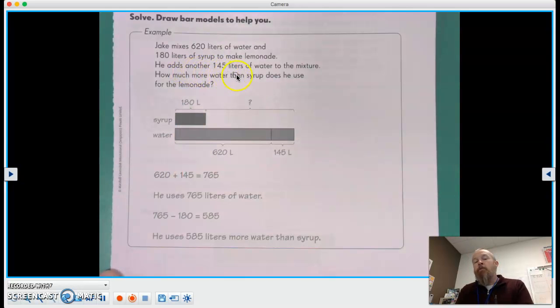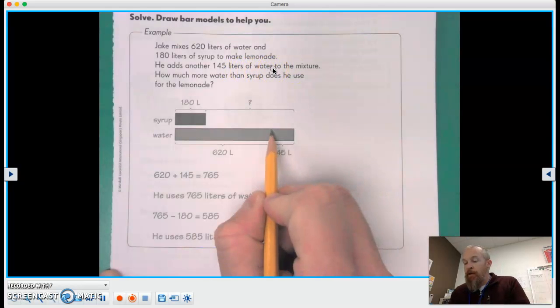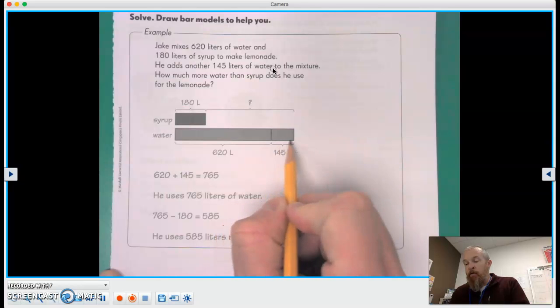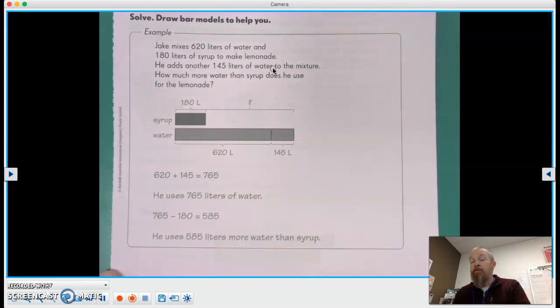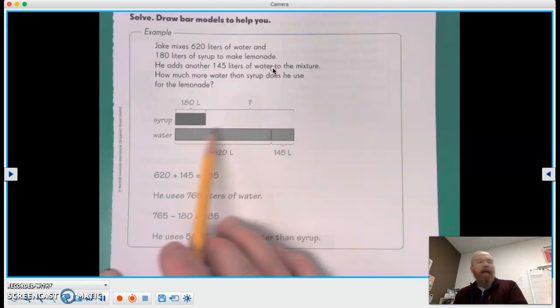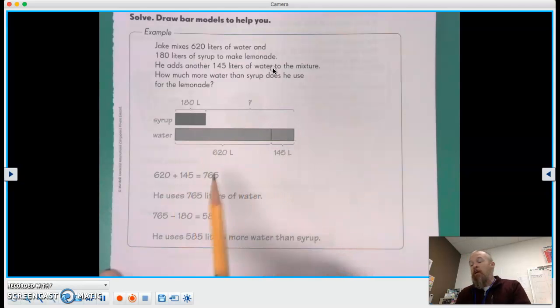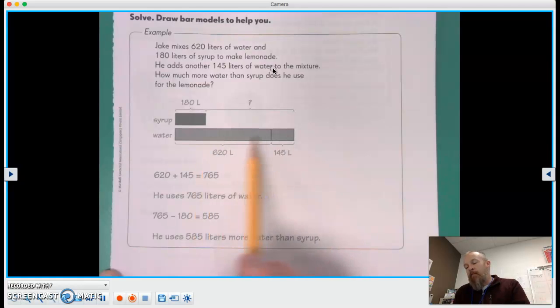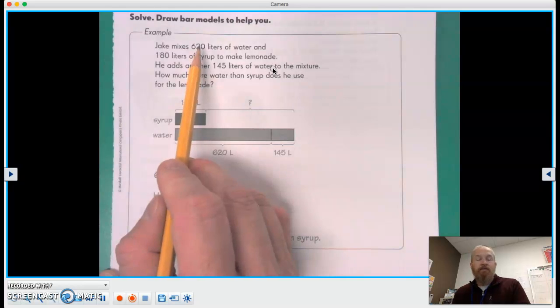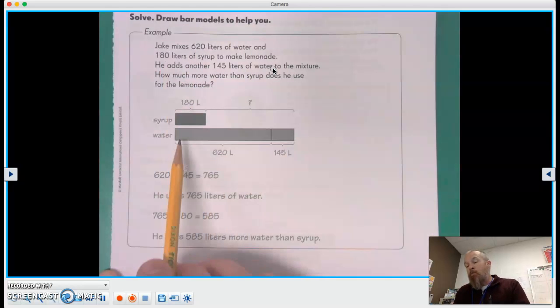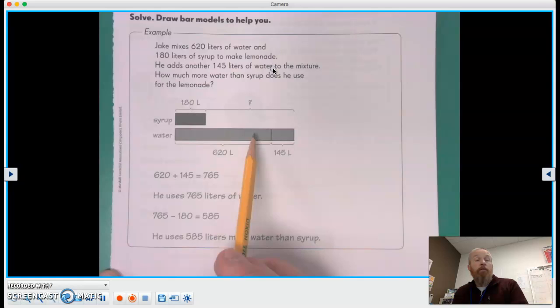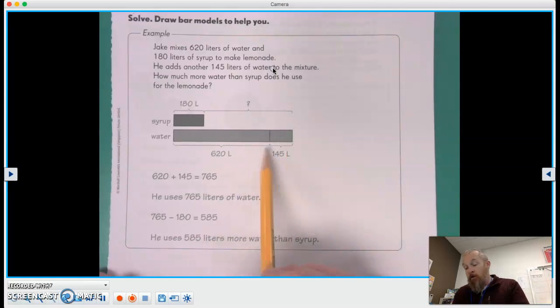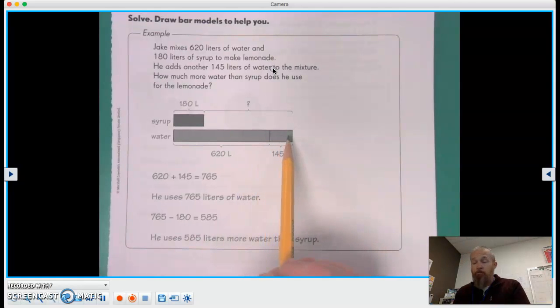He adds another 145 liters of water. So we're going to extend this bar another 145 liters, okay? Now, these don't have to be exact, right? The main thing is that you know that this and this is going to be longer than that, right? And we know that 620 is greater than 180. That's why we made this bar longer to begin with. And then we're adding another 145 to it, okay?